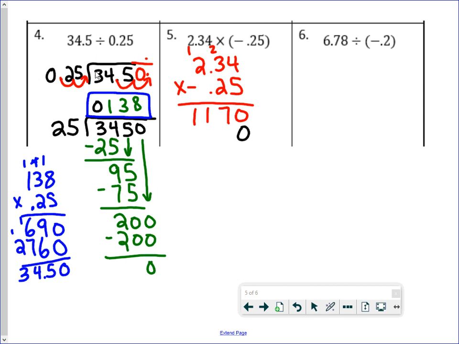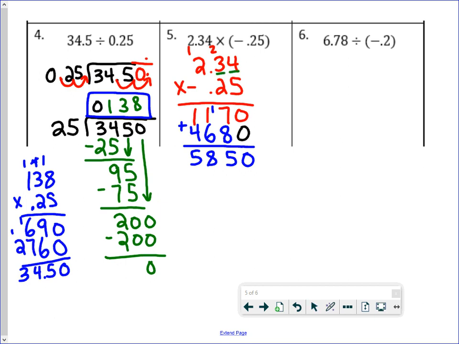2 times 4 is 8. So now we're in the 10th place. 2 times 3 is 6. 2 times 2 is 4. Add them up. 8 plus 7 is 15. 7, 8, 5. Count our place value spots.